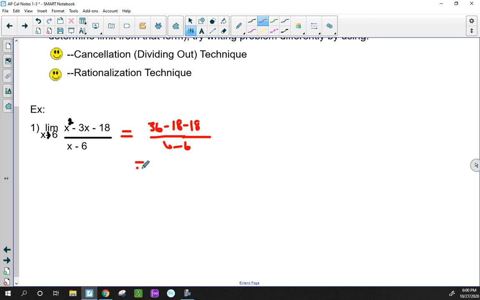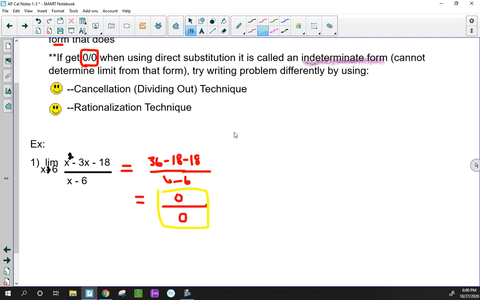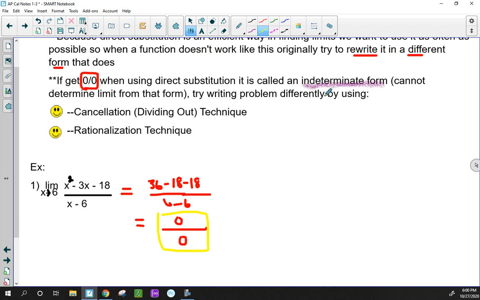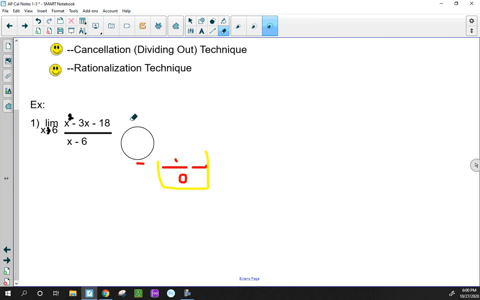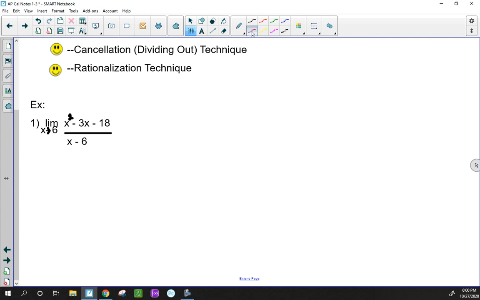And on top I see 36 minus 18 is 18. 18 minus 18 is 0. 6 minus 6 is 0. And right there is a big red flag. This is not acceptable. It's an indeterminate form. Back up here. So because of that, I scratched that idea. It didn't work for me. And that's okay. Sometimes we have to make mistakes to get it right.